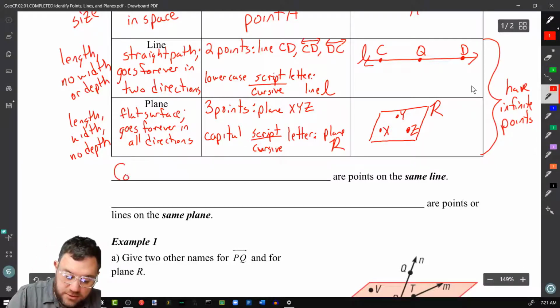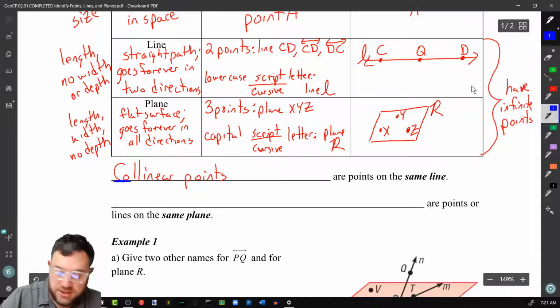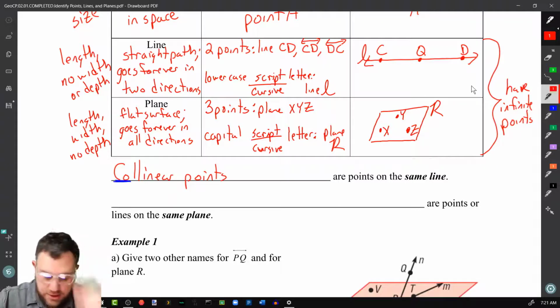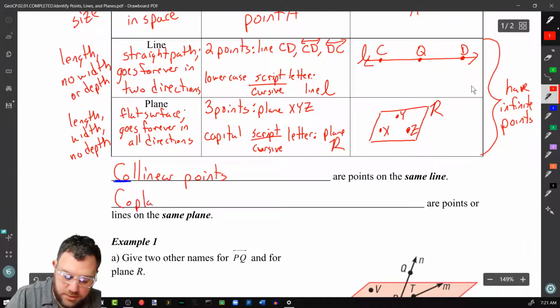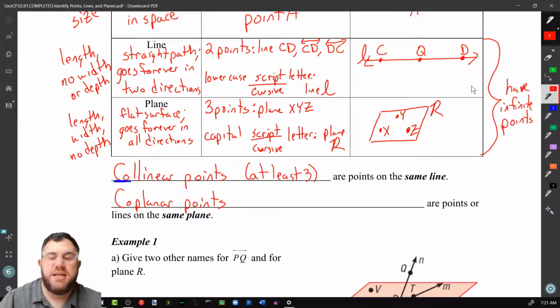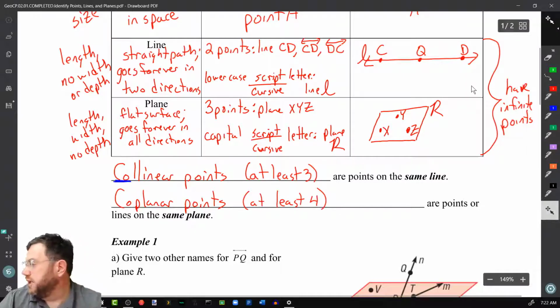All right, moving on, collinear points are points that are on the same line. Co means together, linear means line, so together on a line. Coplanar points are on the same plane. To have collinear points, you need at least 3, because any 2 points are on the same line, even if that line's not drawn. And for coplanar points, you have to have at least 4 points to call them coplanar.